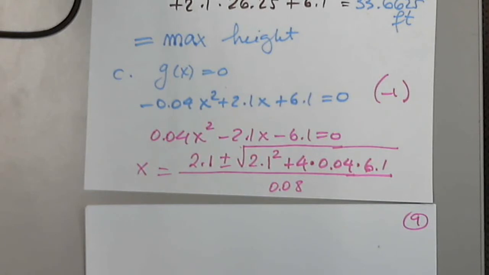Plus 4 times 0.04 is 0.16. I wanted to multiply that times 6.1. Close the parenthesis, go outside, close the parenthesis, and divide by 0.08. And enter. And I get 55.26. So x equals 55.26 feet.